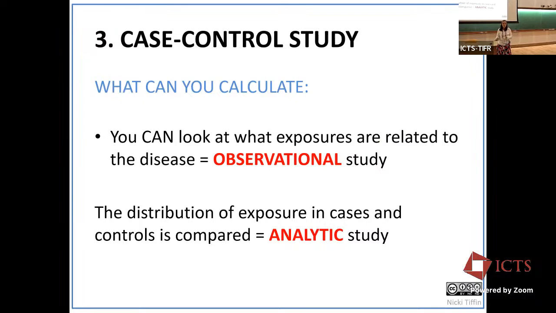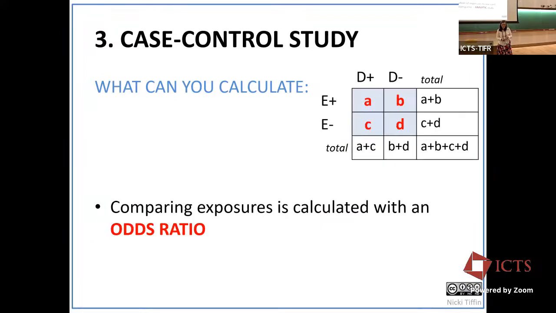You can look at what exposures are related to the disease. This makes it an observational study. You're observing what is. And the distribution of the exposure in the cases and controls can be compared. So it's an analytic study. You can do sums. You can do math. What you calculate from a case control study is an odds ratio.